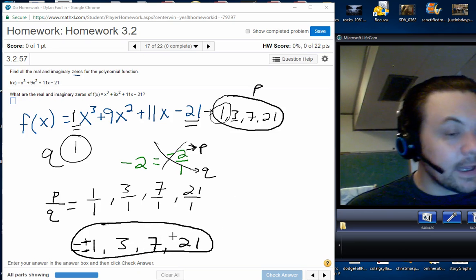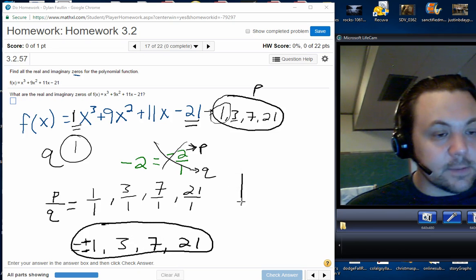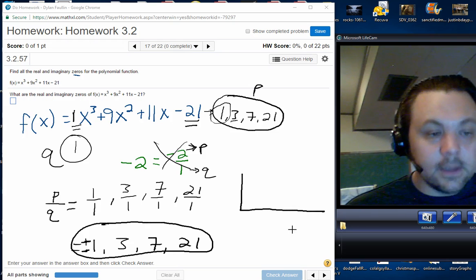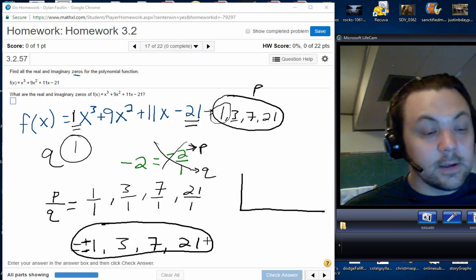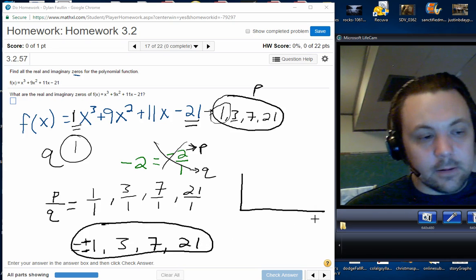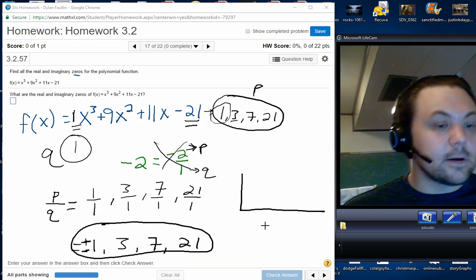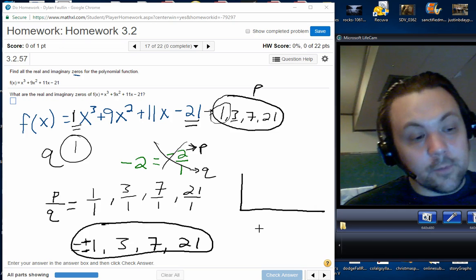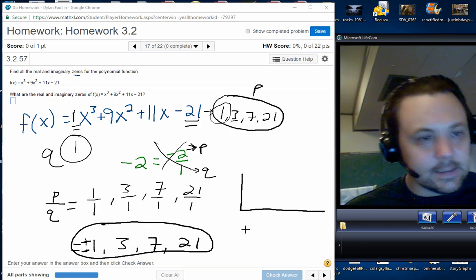How do we check a guess? We pick a number from this list that we just made, and we use synthetic division to see if it's a zero of the polynomial. All I'm looking for is to see if the remainder comes out equal to zero. If I get a remainder of zero, then it's what I'm looking for. It's a zero of the polynomial.